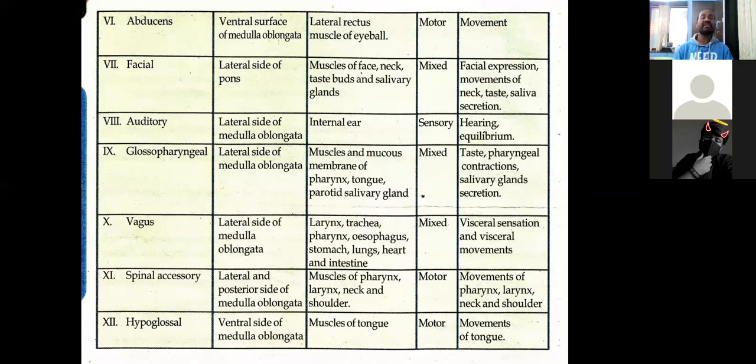Now, a very interesting thing I would like to share. This vagus nerve, as you may have noticed, covers the respiratory, circulatory and digestive systems. But this is also the longest nerve.